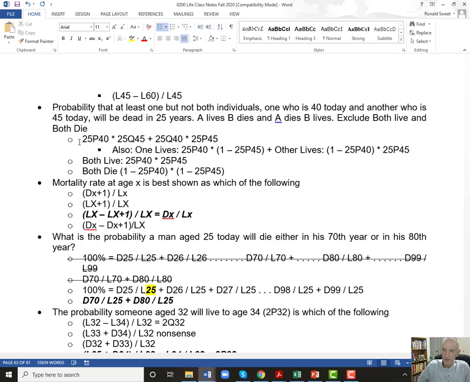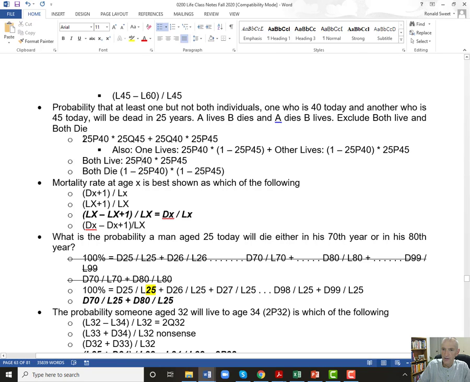There's a couple ways you can think about this. One is we can say, okay, we're talking about everything except these two scenarios. They both live, that would not fit here. They both died, that doesn't fit here. We're looking for one but not both. So you could take 1 minus the sum of these two.